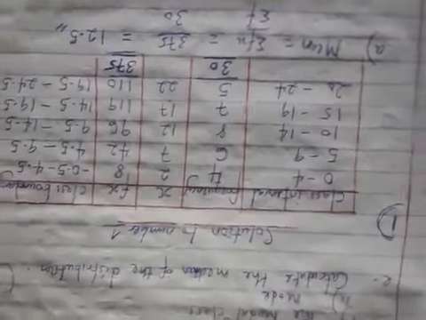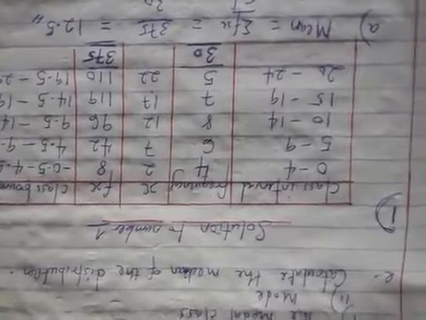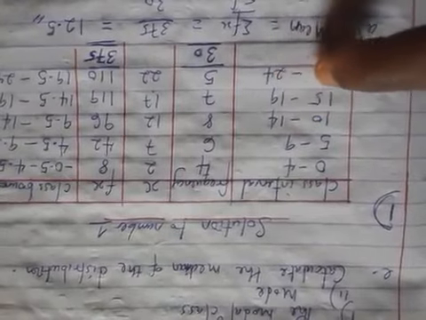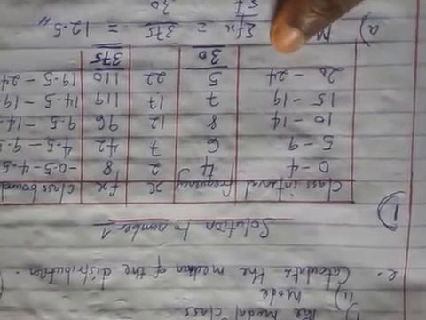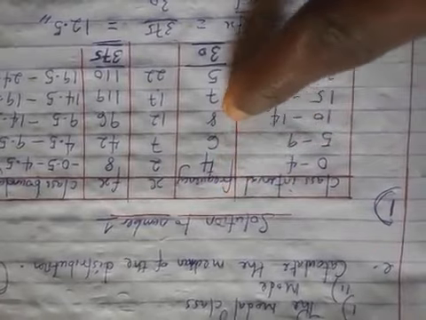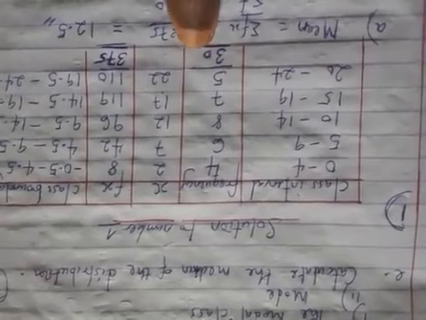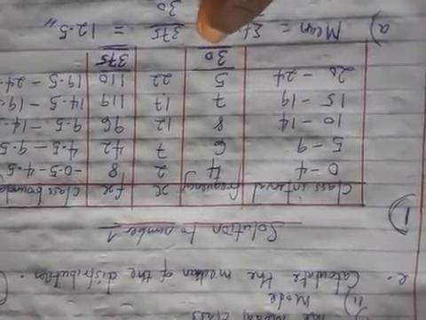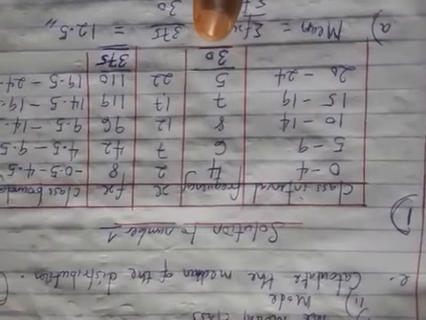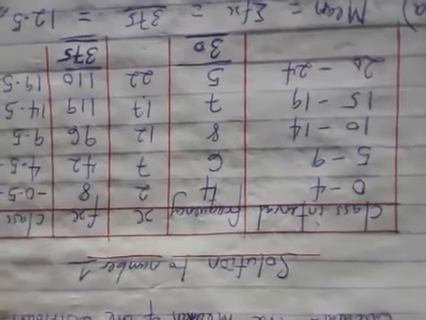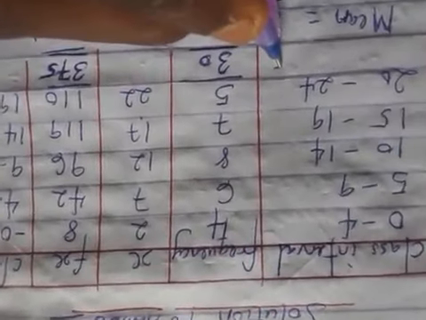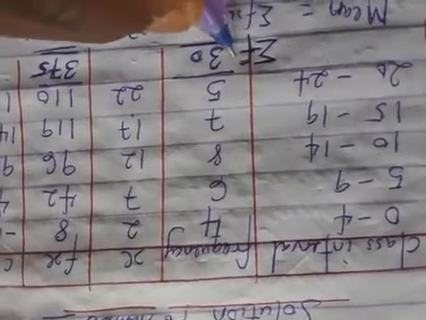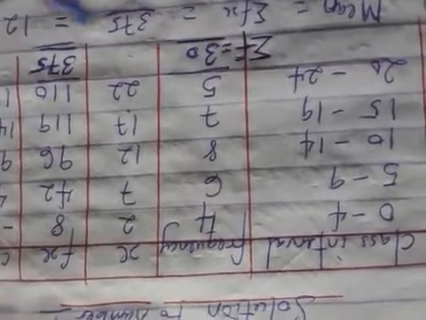Look at the solution to example 1. I started with my class interval 0 to 4, 5 to 9, 10 to 14, 15 to 19, 20 to 24. Then my frequency 4, 6, 8, 7, 5. The total of my frequency is 30. And the total of this frequency is called summation F. I'm going to write it for you to see. Summation F, which means total of frequency.